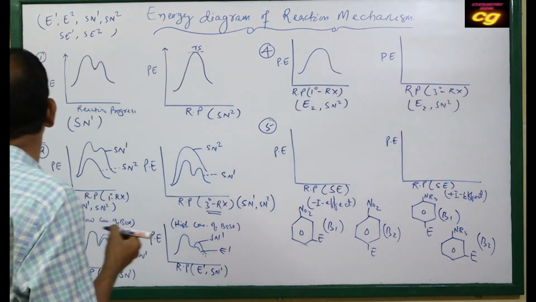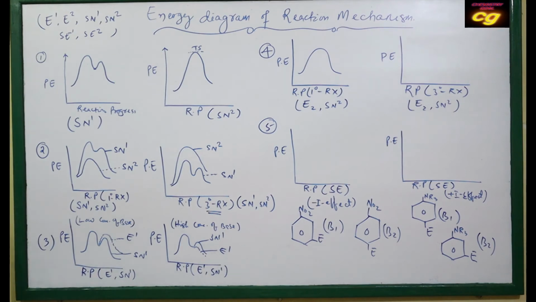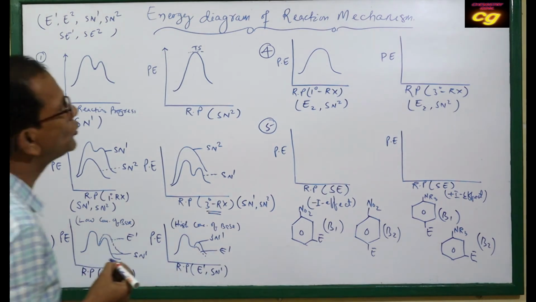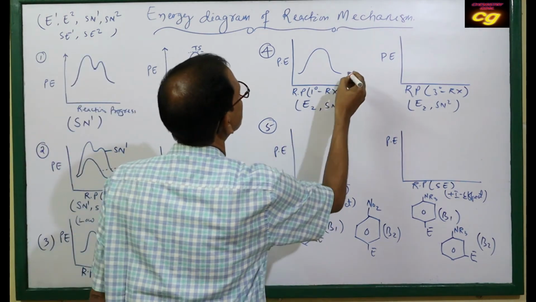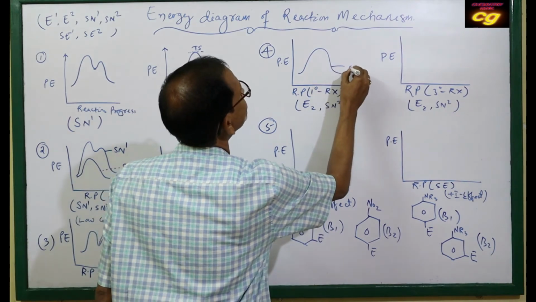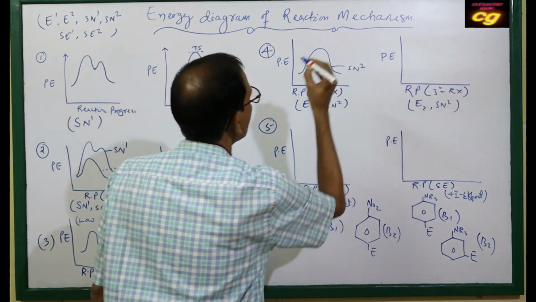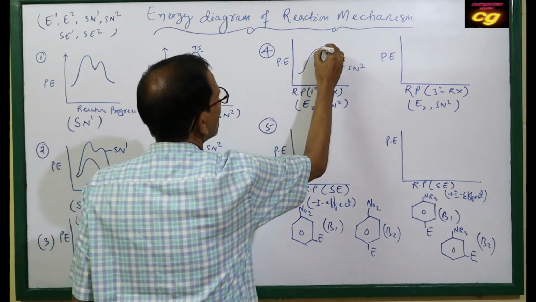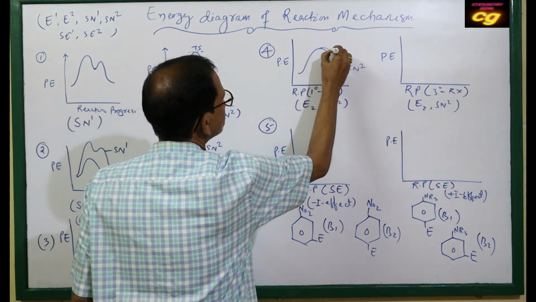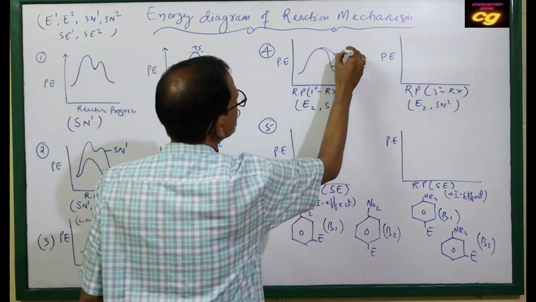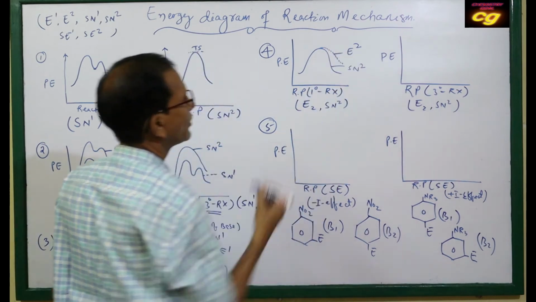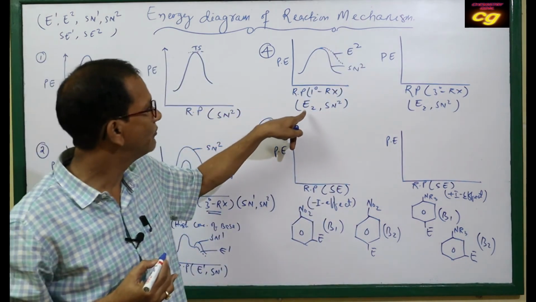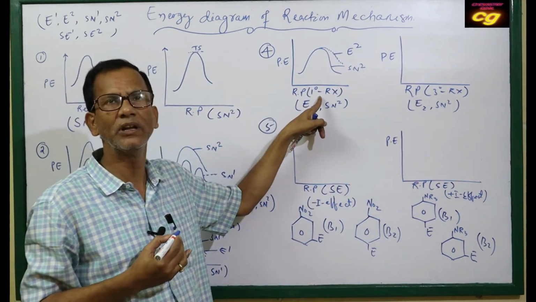This is for the SN2 preference. This is SN2, and for E2 it will be higher energy. This is for higher energy. This is E2, because SN2 will be preferred, because it is a primary haloalkane.